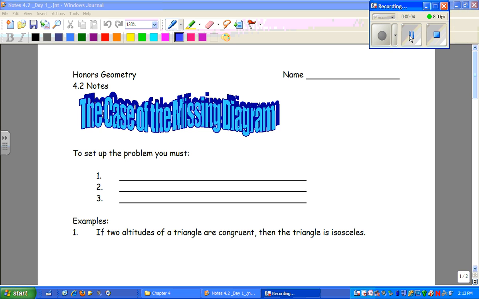Spokojnej noci. This is Russian for good evening, or translation, peaceful night.